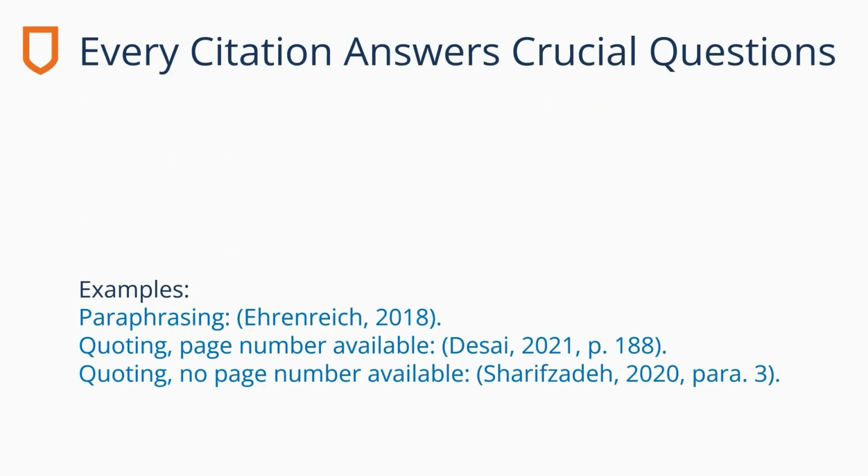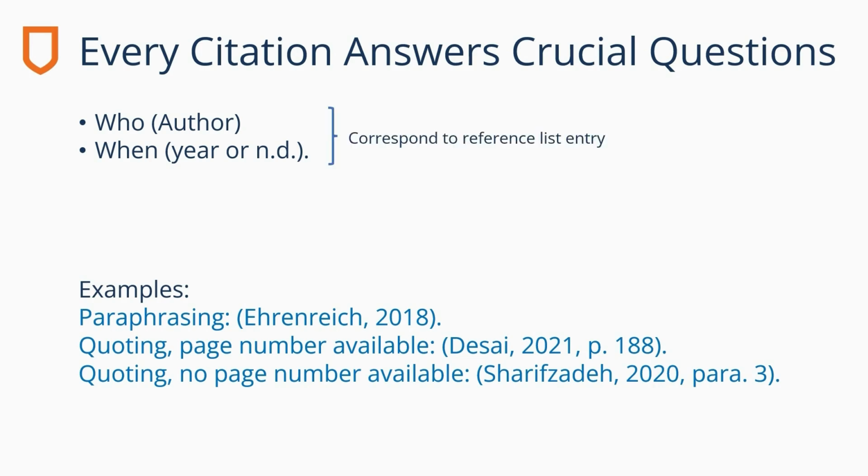So what is a citation made up of? Well, every citation answers crucial questions. APA uses the author-date format, so citations answer who, the author, demonstrated by their last name, and when, the date in the form of year, or n.d., an abbreviation for no date if no date is available. Who and when, the author and date of the author-date format, correspond to your reference list entry at the end of the paper to help your reader find the correct entry.